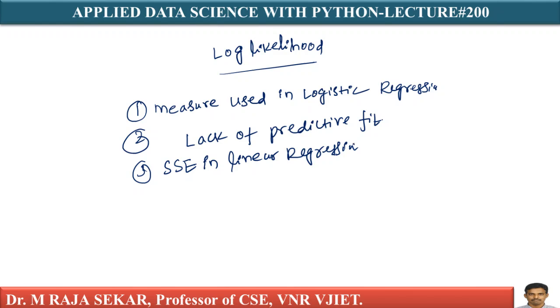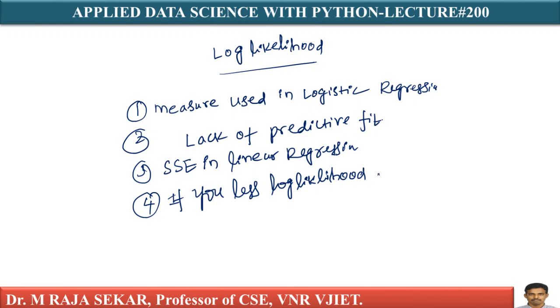This log likelihood is just similar to sum of square error in linear regression. If you have a lower log likelihood value, then I can say it is a better model. Then it is a good model.